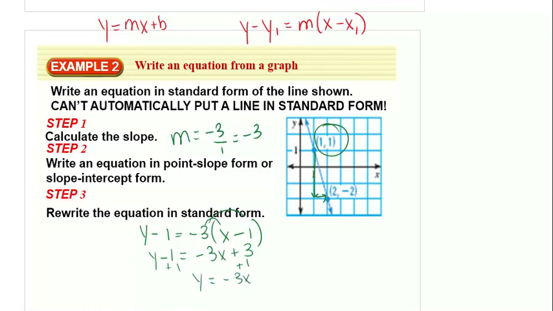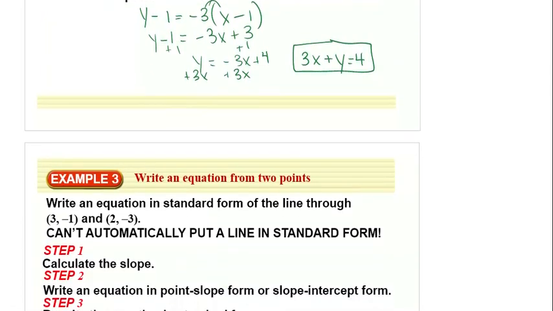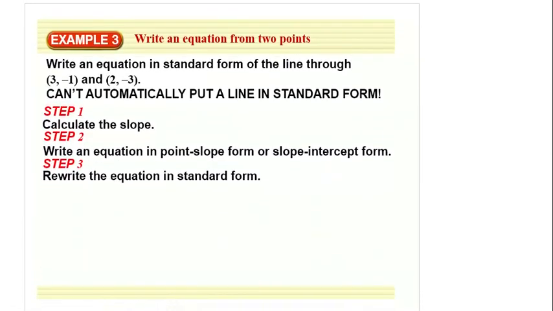And that actually happens to put it into slope-intercept form. I'm going to add my 3x to move it to the left side. And I end up with 3x plus y equals 4. My x's and y's are on the same side, and that is my final answer. Moving on to example 3. Writing an equation from 2 points.